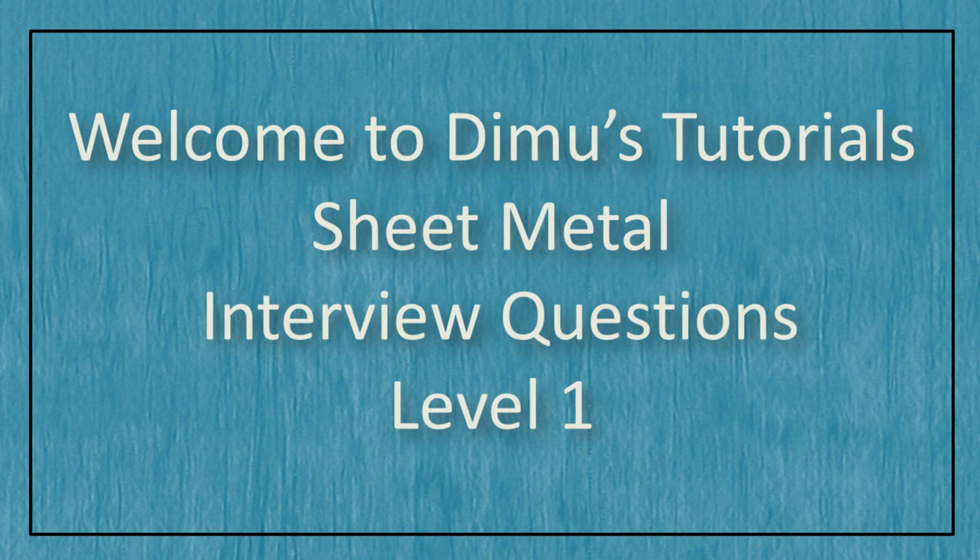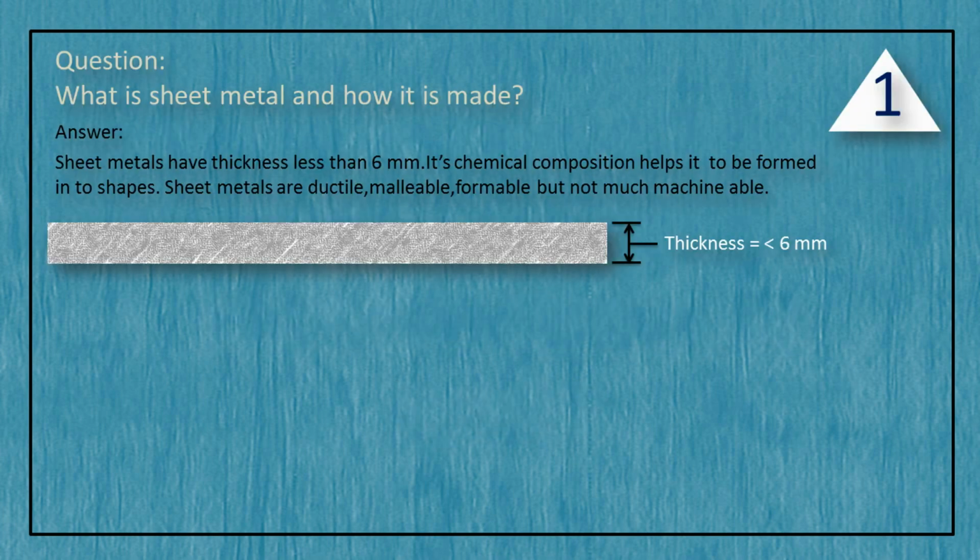This will cover basic terms in sheet metals, mostly related to the manufacturing process. Sheet metals have thickness less than 6 millimeters. Its chemical composition helps it to be formed into shapes. Sheet metals are ductile, malleable, formable but not much machinable.